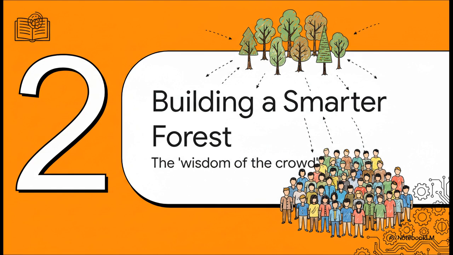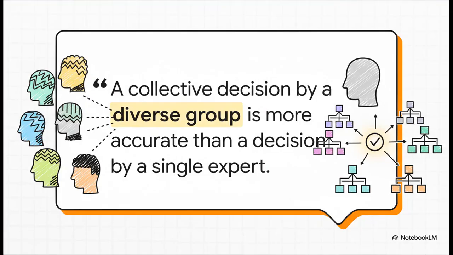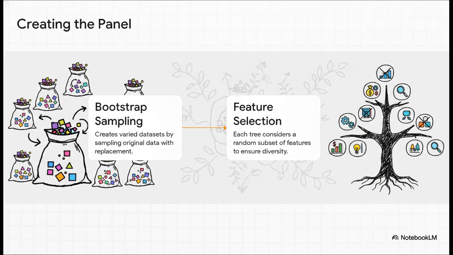Okay, so how do we actually build this amazing panel of experts? Well, that brings us to section 2. We're going to build a smarter forest by tapping into an idea you already know, the wisdom of the crowd. And this quote just nails the core principle. A diverse group of independent thinkers will almost always outperform a lone genius.